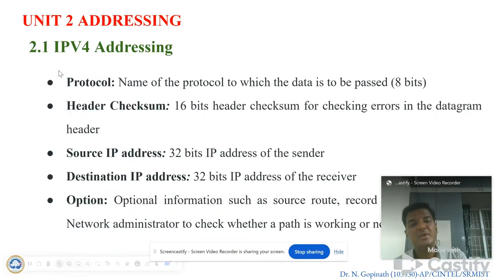Protocol, the name of the protocol to which the data is to be passed. Header checksum, a 16-bit header checksum for checking errors in the datagram header. Source IP address, the 32-bit IP address of the sender. Destination IP address, the 32-bit IP address of the receiver.